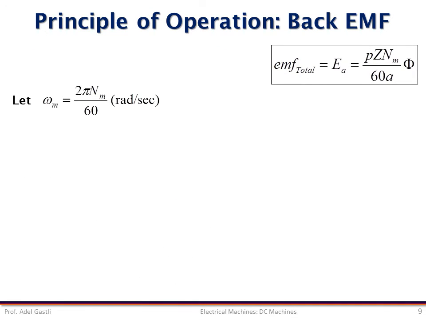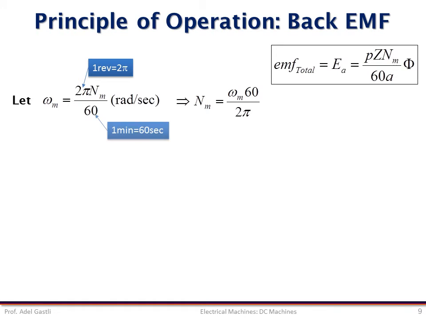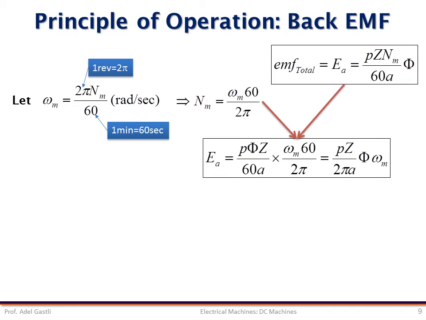Now, if we express the relation between the rotor speed N in revolutions per minute and its angular velocity omega m in radians per second, we can write that N is equal to omega m multiplied by 60 divided by 2 pi. Of course, this is easily obtained by considering that one revolution is 2 pi radians and 1 minute is actually 60 seconds. So we can write the equation of the total EMF as follows.